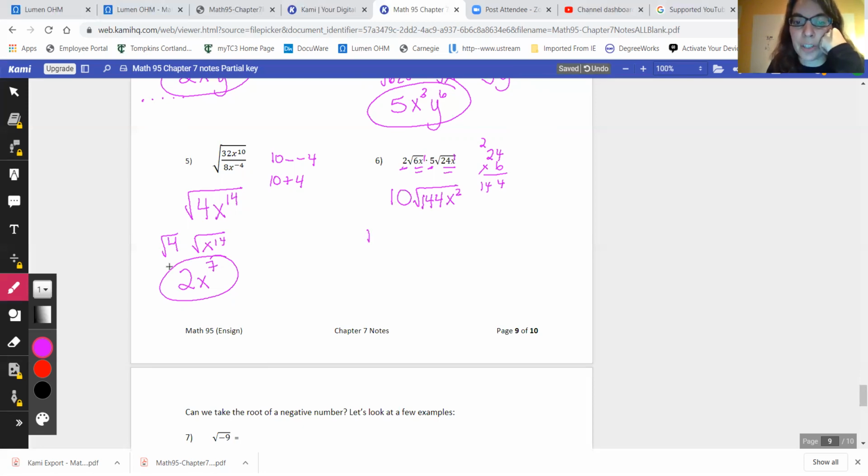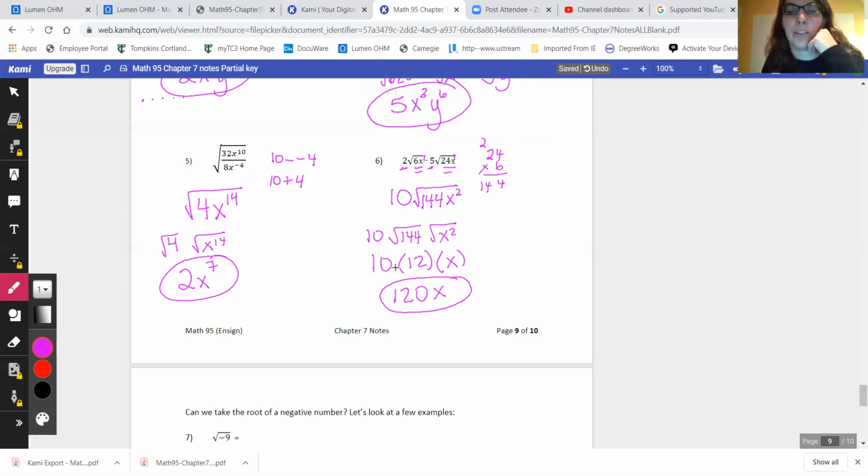So this 10 is just a plain number. It's getting multiplied by the square root of 144 and the square root of x squared. So this is 10, square root of 144 is 12. I'm just putting it in parentheses to show that these two have to be multiplied, and I can't just have 1012, right? And then square root of x squared is x. Doesn't really need to have parentheses there. So I have 120x altogether.